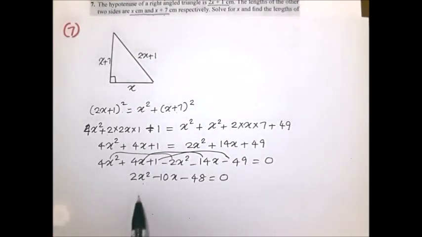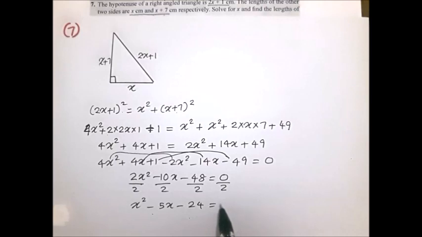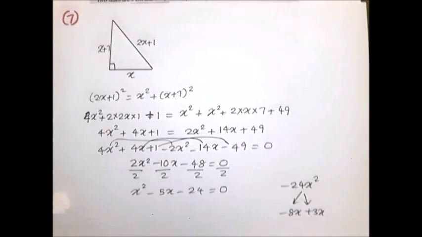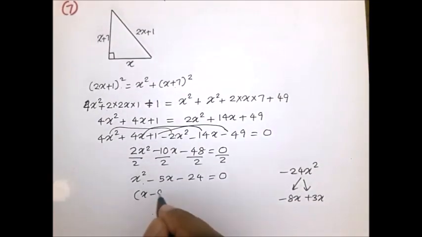Before we factorize this one, I am going to simplify this expression again. You can divide each and every term by 2. x to the power 2, 5x, 24, 0 divided by any number, 0. Now factorize. Multiply first term and last term and separate into two terms. Two terms are minus 8x and plus 3x. So write factors. It is x minus 8 and x plus 3.